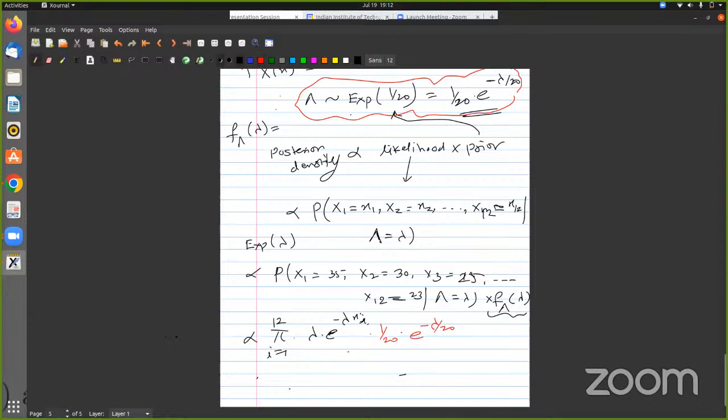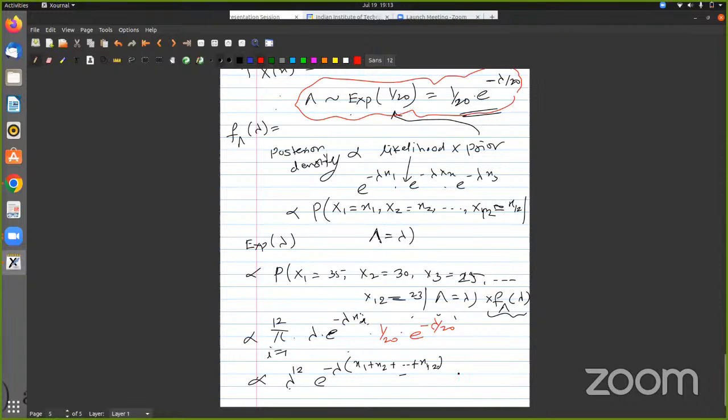Now again the product: if you multiply lambda 12 times, it will be lambda to the power 12. Then if you multiply the exponentials, it will be e to the power minus lambda x1 into e to the power minus lambda x2 into e to the power minus lambda x3, like that. So lambda will be common: e to the power minus lambda into x1 plus x2 up to x12, plus 1 by 20. You can add this actually. Okay, we'll go step by step.